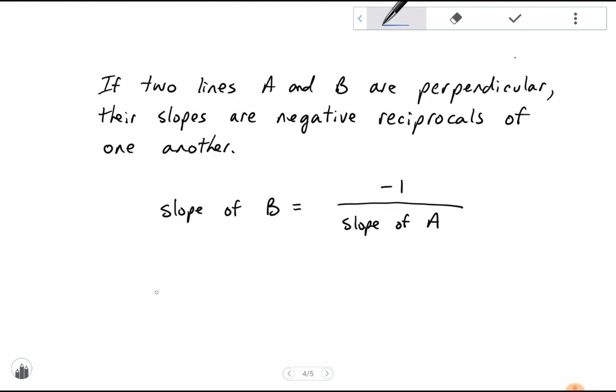So let's say I had line B, and the slope of line B was 1/3. That's the slope of B. If my line was parallel to B, then the slope would also be 1/3. Now, if it's a perpendicular line to B, the slope will be a negative reciprocal of 1/3. So in this case that is -3.